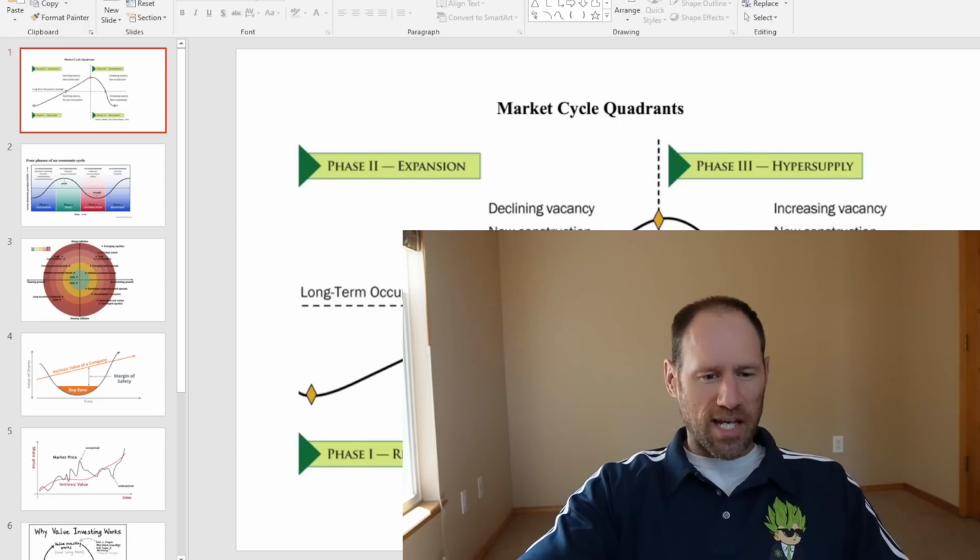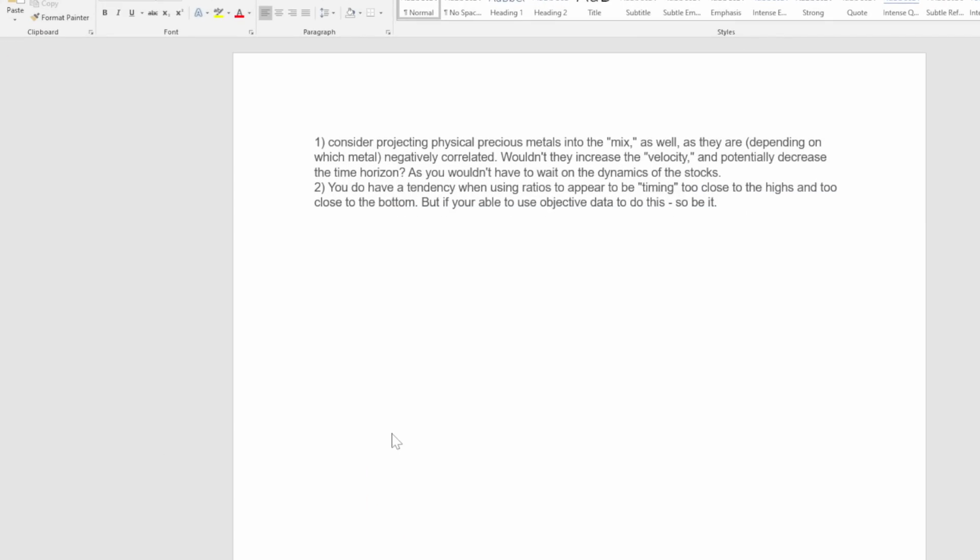So let's go in here. Let's take a look, and I'll read you the question that the guy had and get you guys all figured out here. So it says, consider projecting physical precious metals into the mix as well, as they are, depending on the metal, negatively correlated. Wouldn't they increase the, quote, velocity and potentially decrease the time horizon, as you wouldn't have to wait on the dynamics of the stocks?